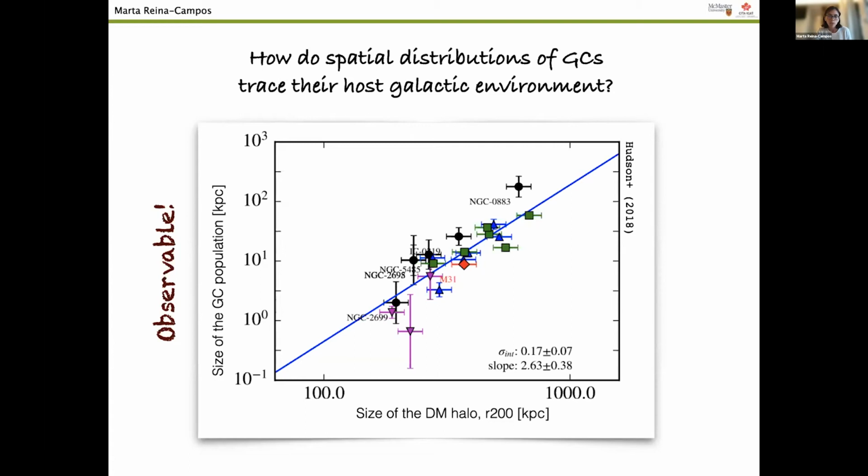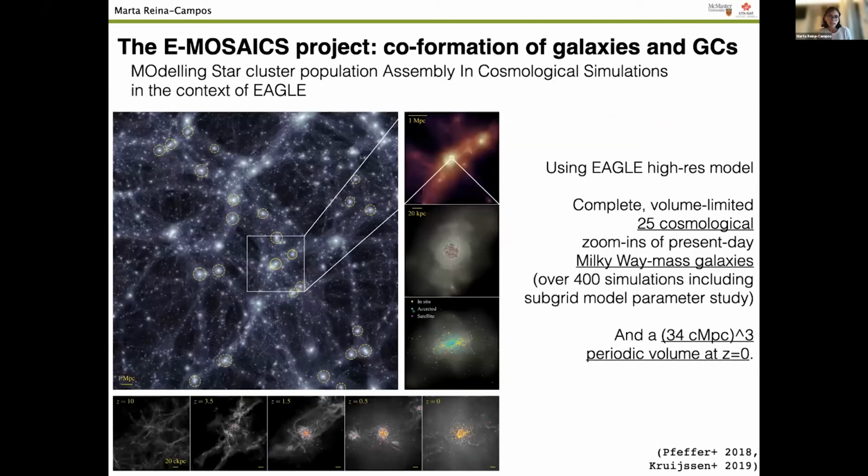So my aim was to try and learn more about this, but from the numerical side, from the theoretical side. So for this, I've made use of the eMosaics project, in which we use a subgrid description for stellar cluster formation and evolution within the Eagle galaxy formation model.